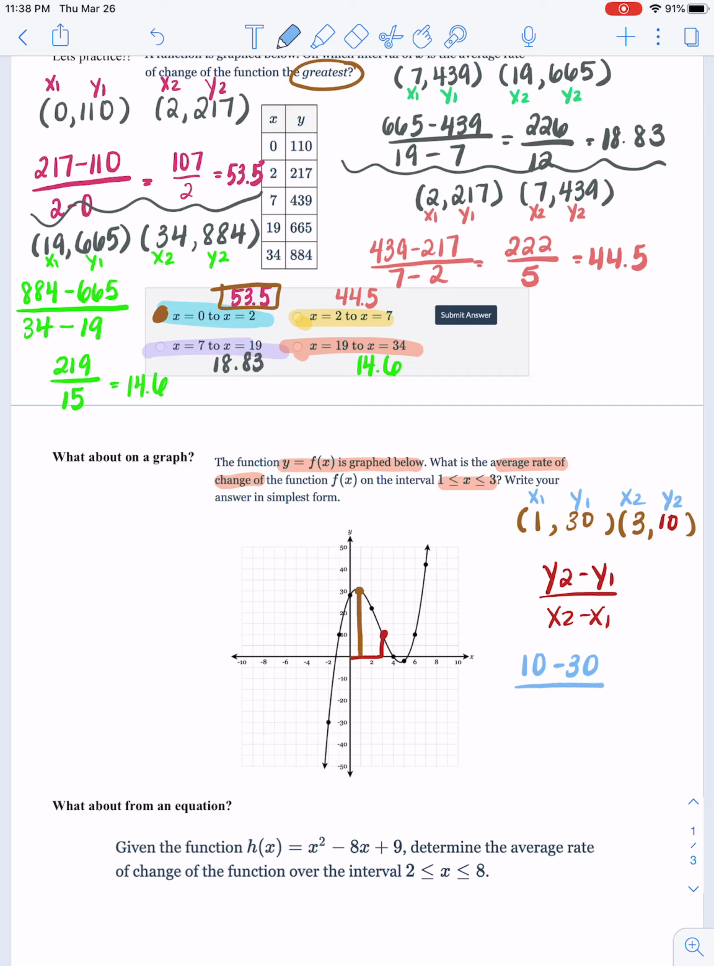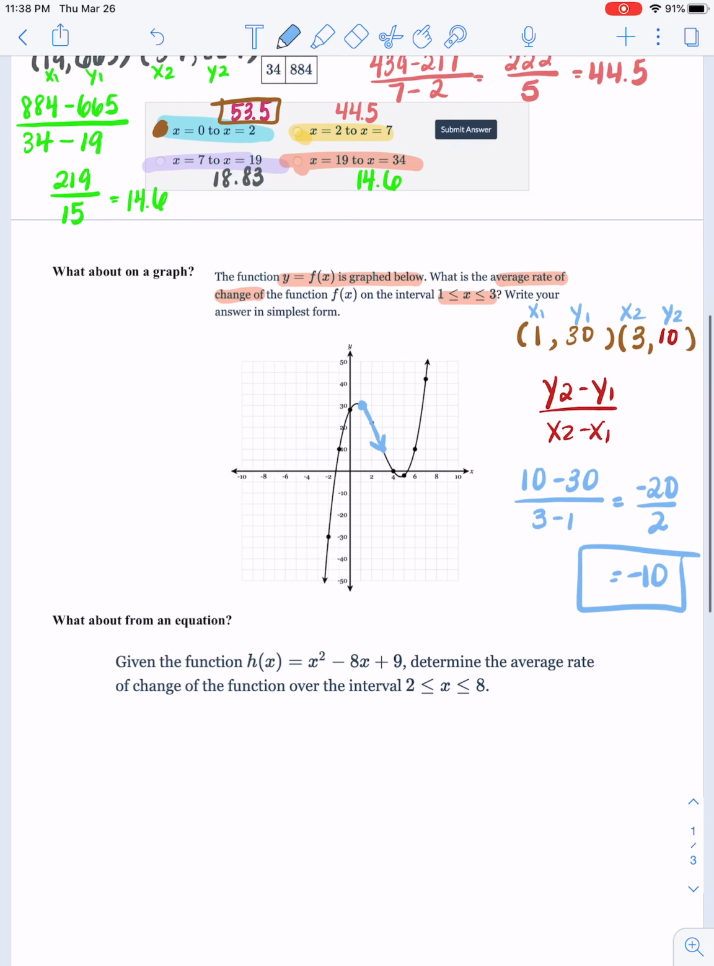And then on the bottom, 3 minus 1. If I subtract on top, I will get negative 20. Subtract on the bottom, I get 2. Gives you a slope of negative 10. And that makes sense to me that it's a negative slope because take a look. Between these 2 points, whee, my graph is falling down, right? So it's a negative slope.